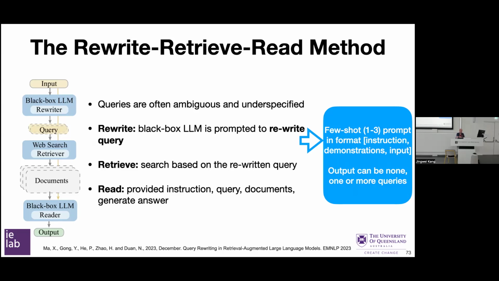So the rewrite block is often done with few-shot in-context learning. So you provide a prompt with the instruction to rewrite the query, a few demonstrations of effective query rewriting, and then it gives you the new query that you should now rewrite. And the output can be nothing, so it wasn't able to rewrite the query, or it can be one query, or it can be even multiple queries. And so if you have no query, you just go on with your original.